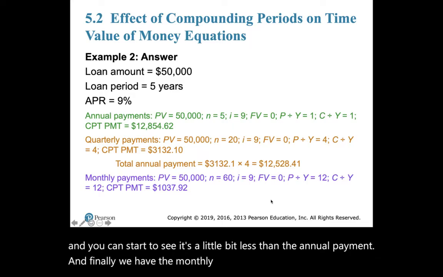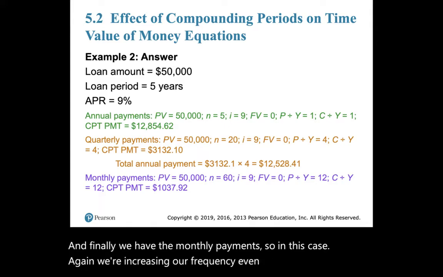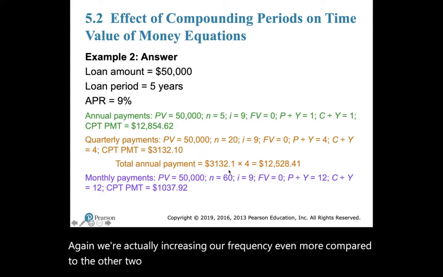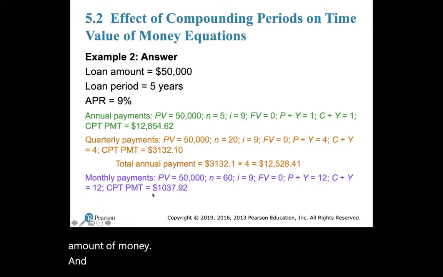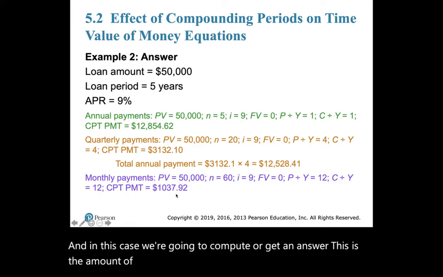And finally, we have the monthly payments. So in this case, we're actually increasing our frequency even more compared to the other 2 options. And now we can see we're actually making 60 payments, but we're still trying to pay off the same amount of money. In this case, we're going to compute or get an answer. This is the amount of monthly payments we have to make.